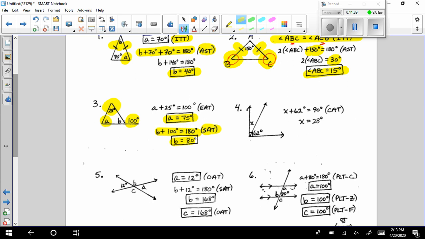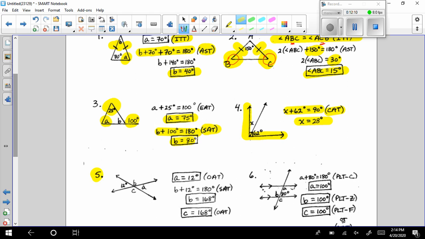In question 4, I have complementary angles. There's a square inside this diagram, which is suggesting that it's a 90-degree angle. So these two values must add up to 90 degrees. X plus 62 equals 90 because of complementary angle theorem, CAT. Subtract 62 from both sides and it gives you the value of the unknown angle, which is 28 degrees.